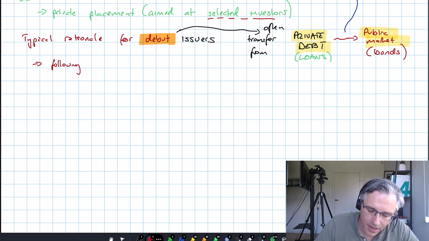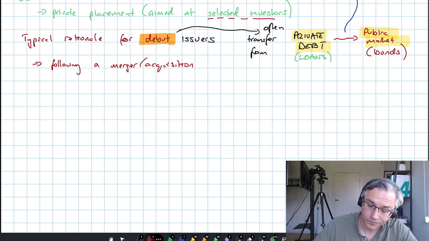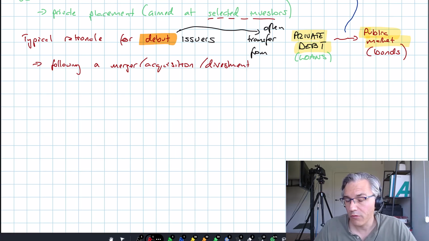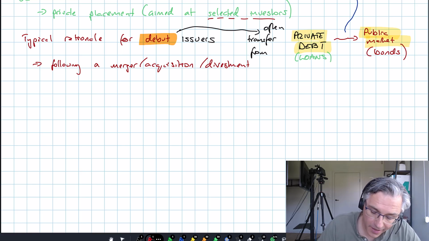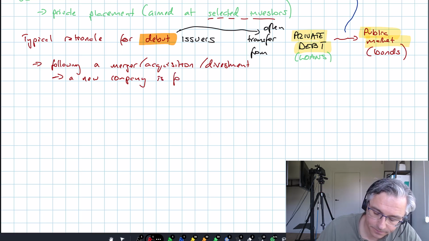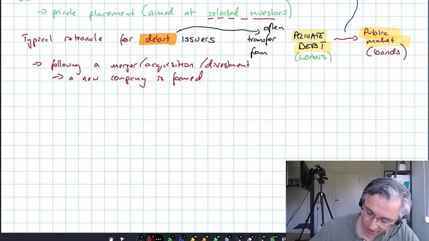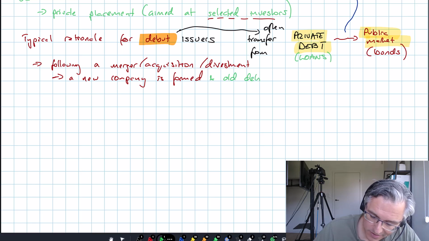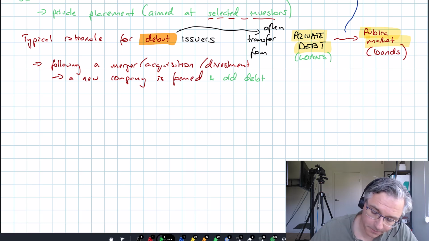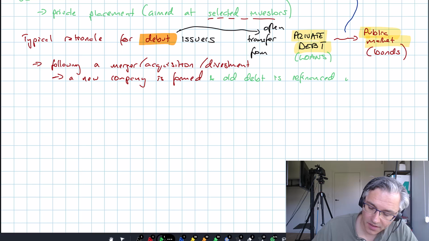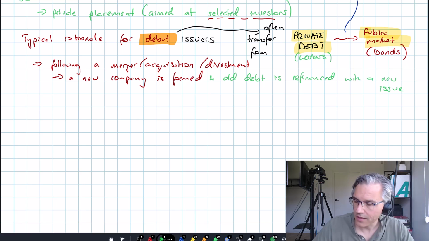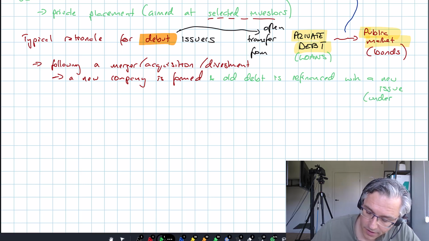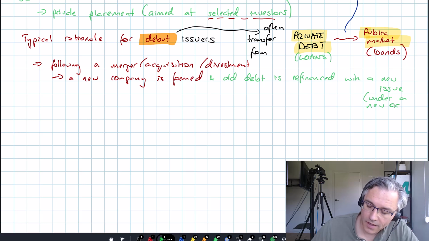Sometimes, for example, following a merger between two companies, or an acquisition by one company of another, or perhaps a sale, a divestment, so a company sells part of itself. Following one of these events, what you'll typically have is that a new company, though that's not necessarily the case, may be formed, and it will operate under a new name. And as part of that, the old debt that was taken on previously is going to be refinanced with a new issue. So you get fresh funds from a new issue done under a new name, as a new corporate entity, and you use that to refinance the old one.